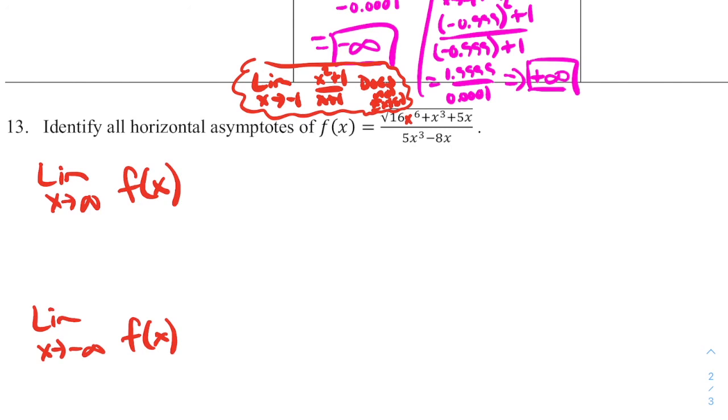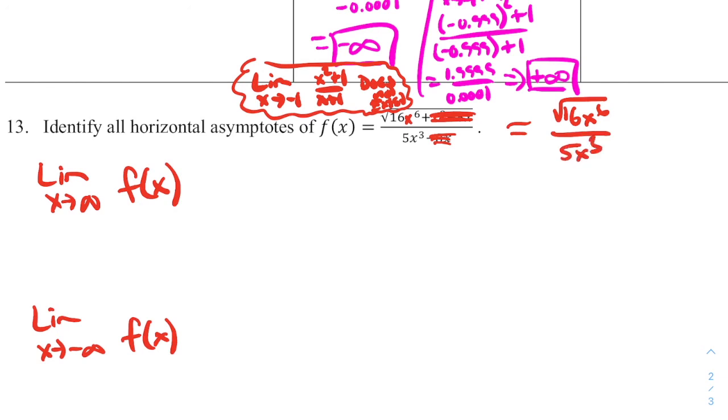So how do we approach this? Well, in this case, I'm thinking about the fact that we have a fraction here, and I'm really only worried about the largest exponent terms, so I'm not worried about this over here, and I'm not worried about this negative 8x. And so this is going to be somewhat equivalent to the square root of 16x to the 6th divided by 5x to the third.